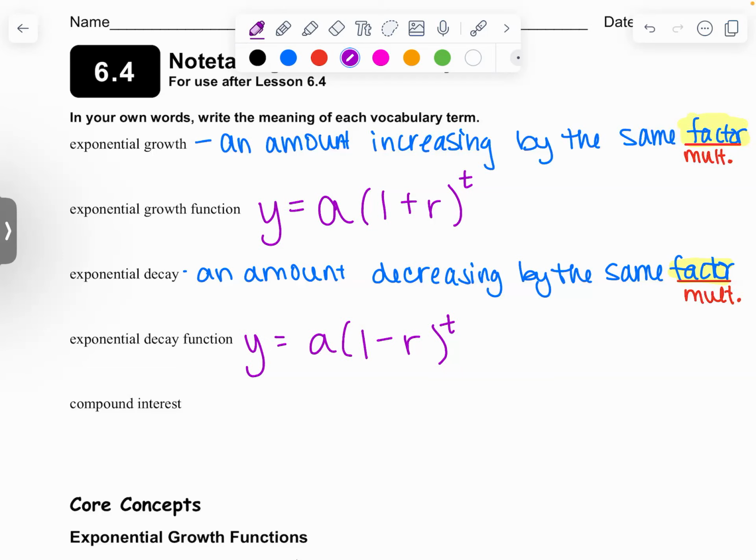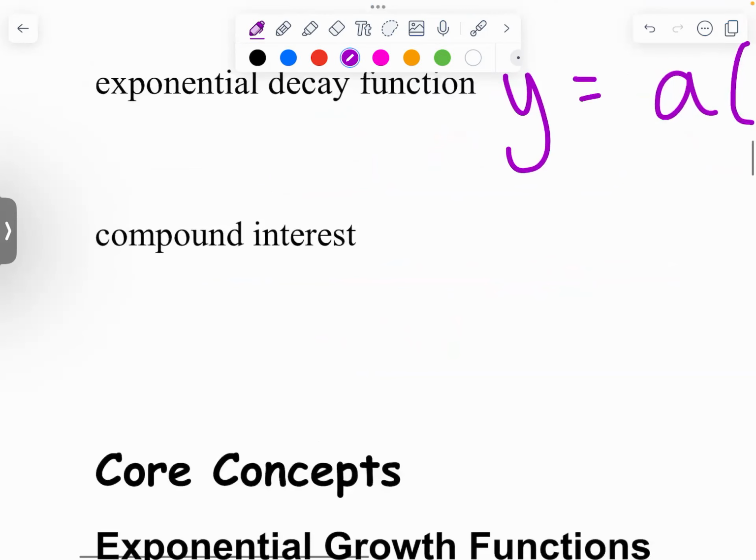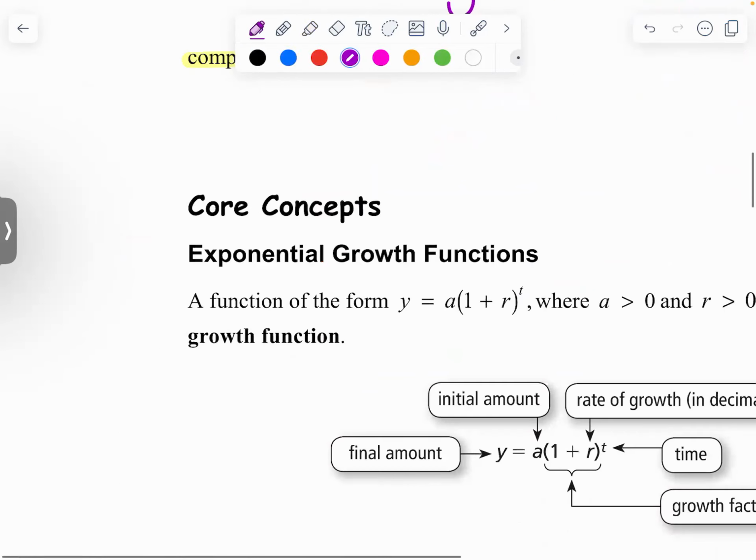So tomorrow, those of you who are interested, tomorrow is when we're going to talk about compound interest. Okay, I think that's what Ian was asking about. But right now we're going to stick with these two.